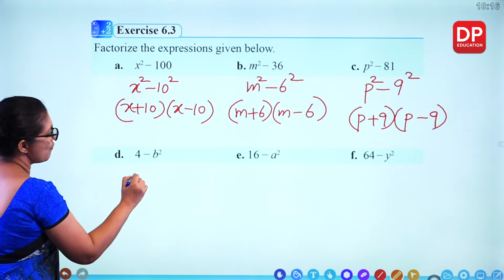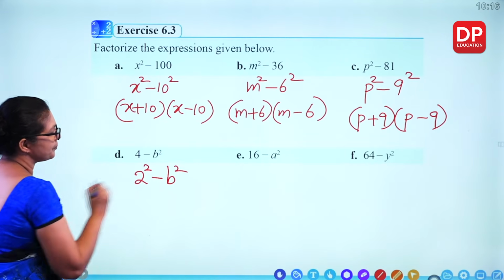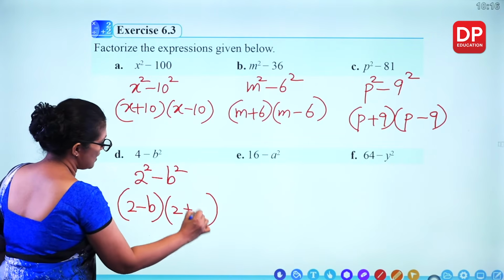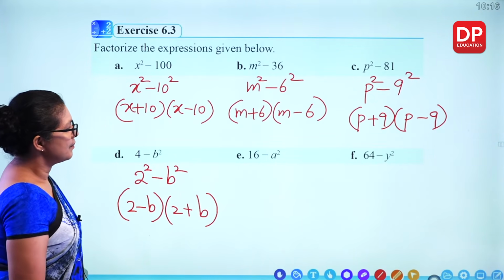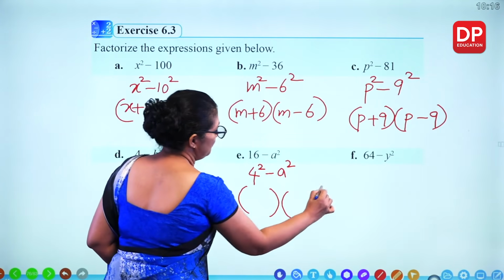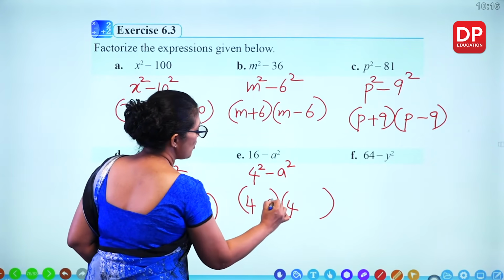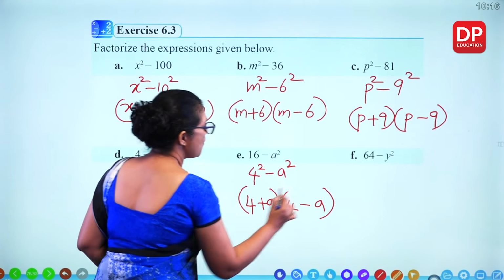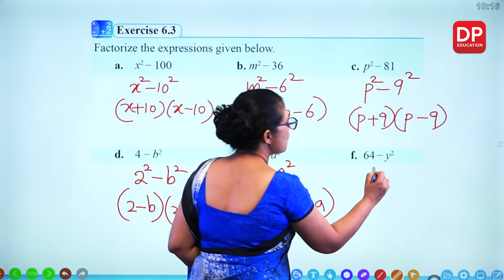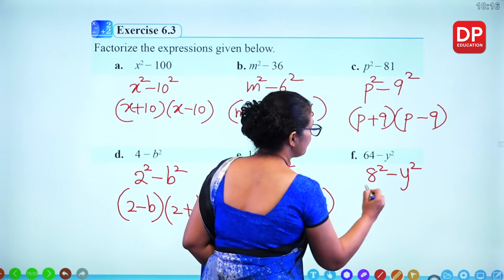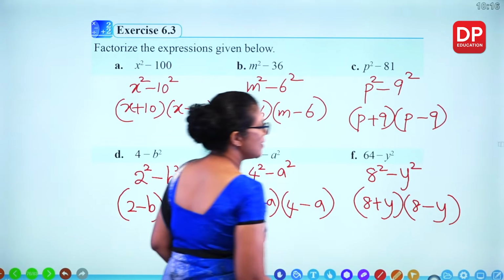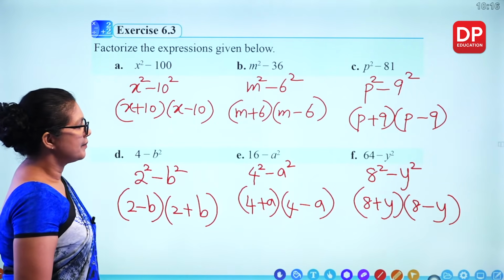Here 4 and b squared. 4 I can write 2 squared. Apply the difference between two square terms. One factor positive, other factor negative. This one 4 squared and a squared. One factor is positive and the other factor is negative. You can write the negative one first as well. 64 is 8 squared. When you write down the two factors, one is positive, the other one is negative.